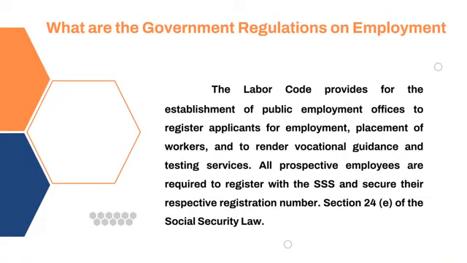So what are the government regulations on employment? The Labor Code provides for the establishment of public employment offices to register applicants for employment, place workers, and render vocational guidance and testing services. All prospective employees are required to register with the SSS and secure their respective registration number. Section 24 of the Social Security Law.